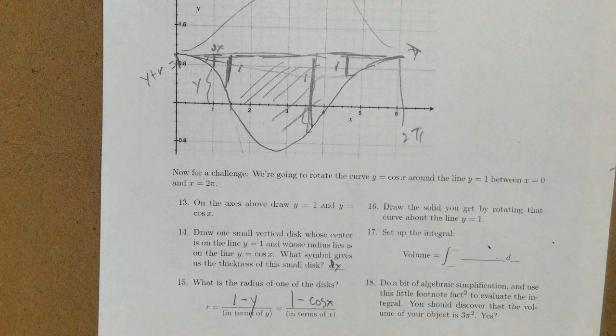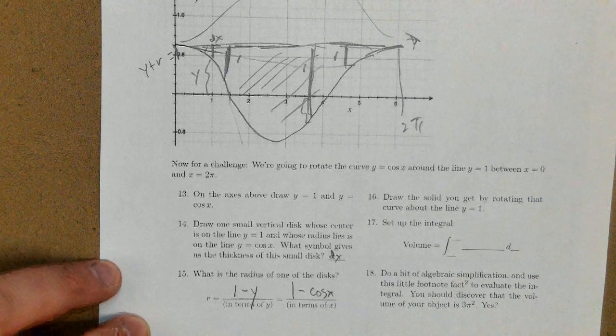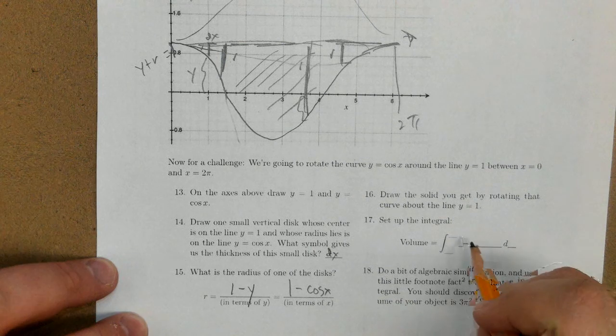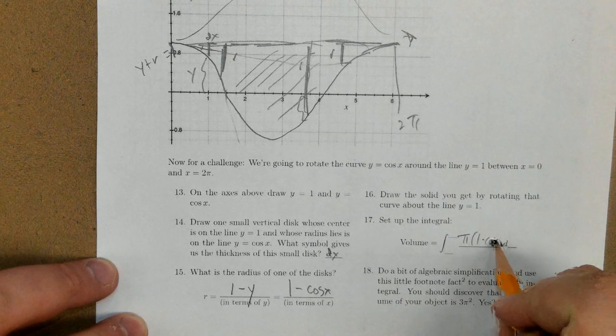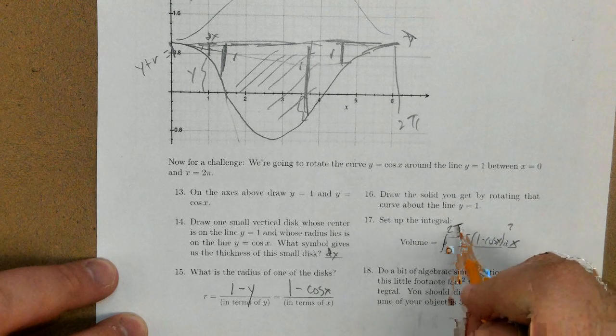So like I said, last time we added, this time we subtracted. That's very easy to get backwards. Please ask if you get stuck on those ideas. Okay. So let's draw the solid you get. I already did that sort of. Set up the integral. That's going to be pi times the integral of 1 minus cosine x squared dx, from 0 to 2 pi.